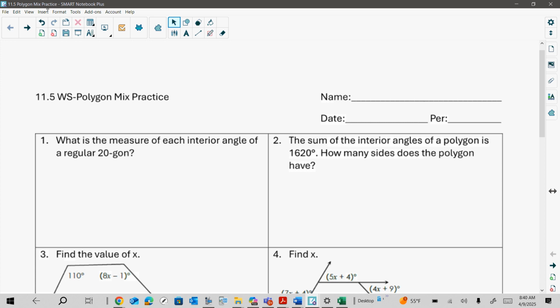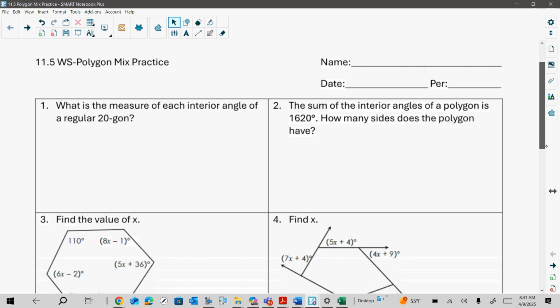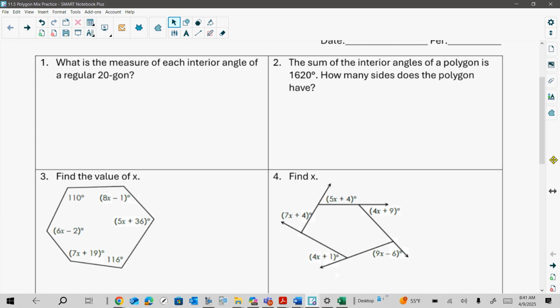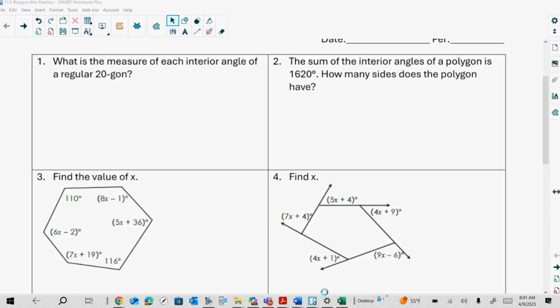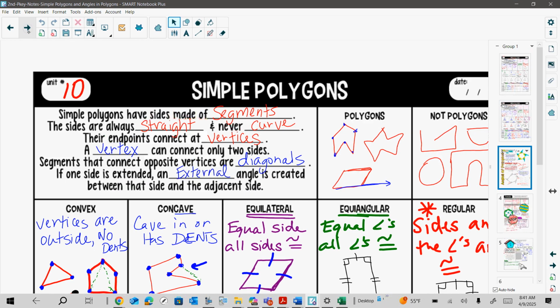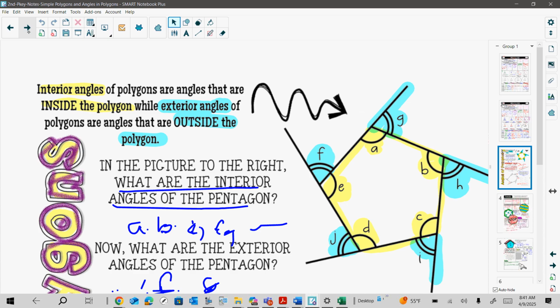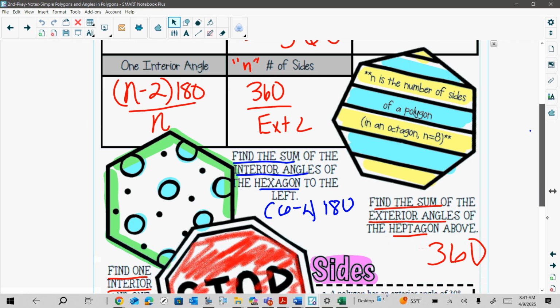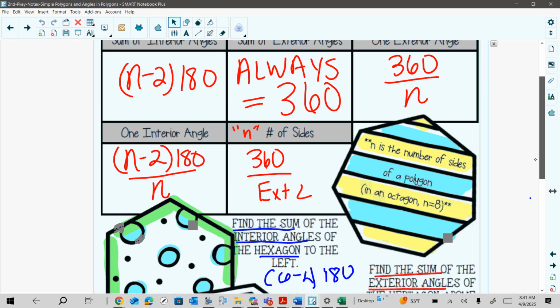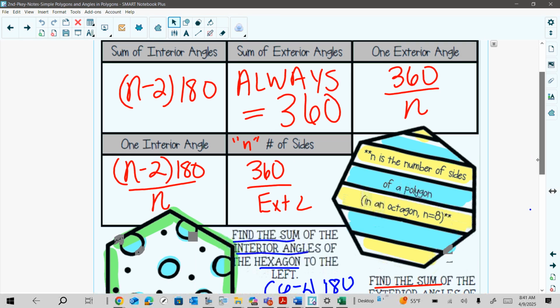This is a mixed practice of everything on polygons we've done so far in the unit. The first four are dealing with angles. So you might need to refer to the sheet. It's the formulas that were on the sheet with the stop sign. Here it is, the stop sign and the birdhouse. There was a table that has the formulas on it.